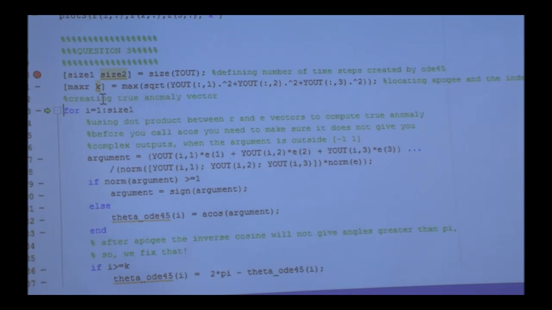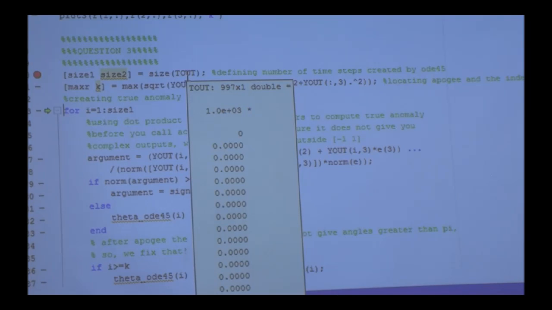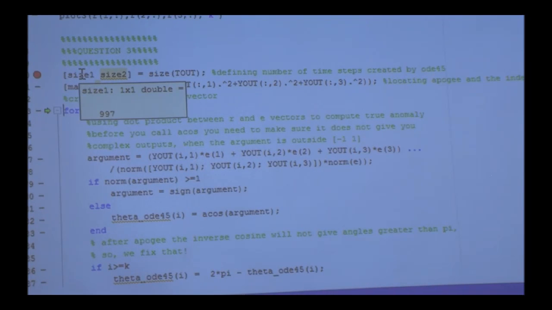it's a bunch of points, what this is giving me is the maximum value, which is this in kilometers, and this is telling me in which location in the vector that is happening. So the size of t out or y out, it's the same thing, is a vector of 997 points. Well, at point 527 is where I have the highest r value. That's what I'm finding. Okay, so I know what it is.